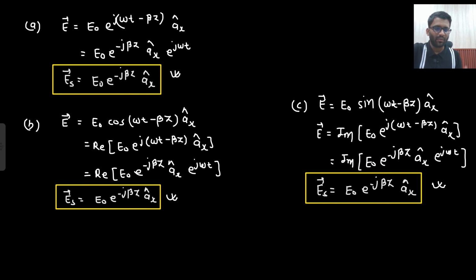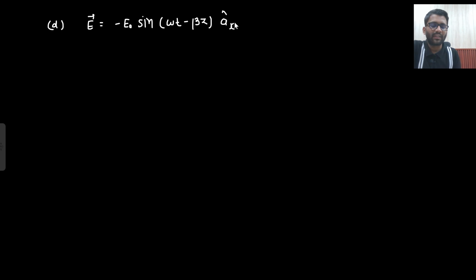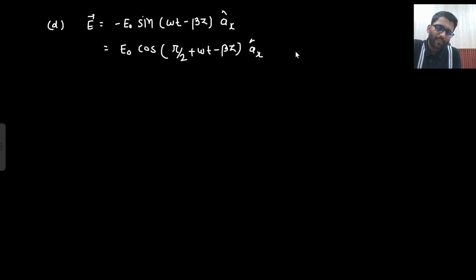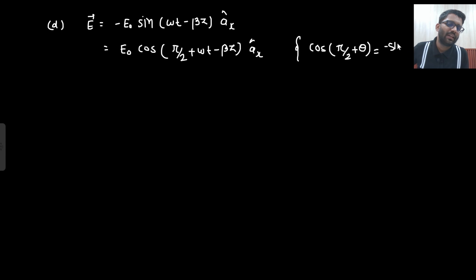So we will come to some conclusion, okay? But let's write down the phasor of the last one. What was that? Minus E naught sine omega t minus beta z ax cap. First I will remove this minus sign. How can I remove this minus sign? I will convert it into cos. Can I convert it in this manner? Do you agree? Because for cos of pi by 2 plus theta, in which quadrant am I going? I am going into the second quadrant. In the second quadrant, cos is negative. So cos of pi by 2 plus theta is minus sin theta. So I converted it in this manner.